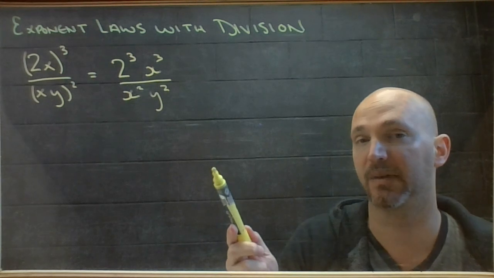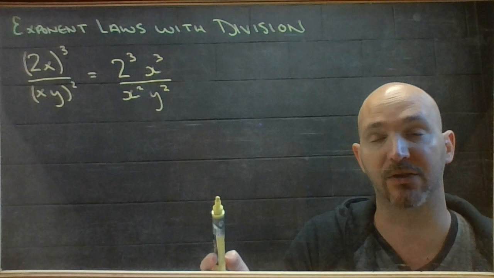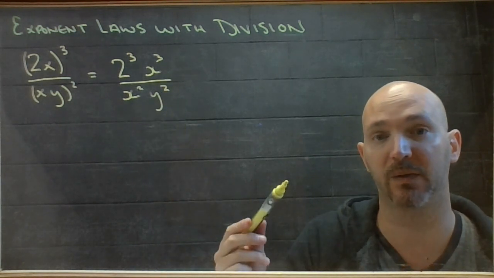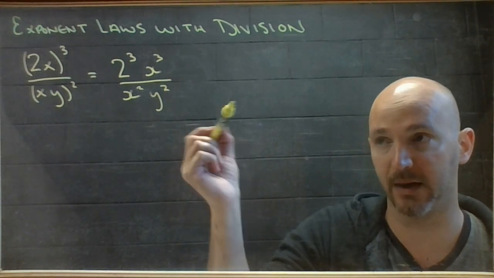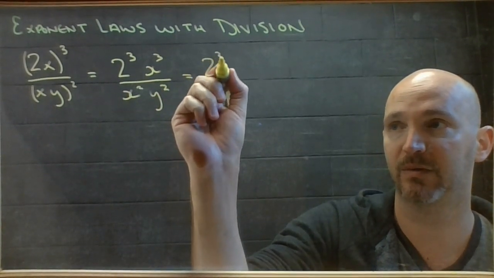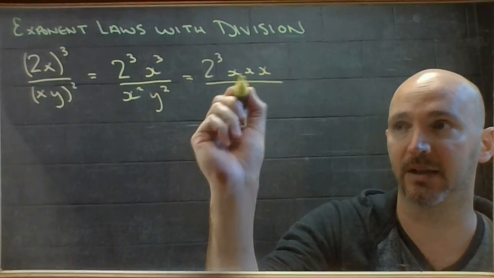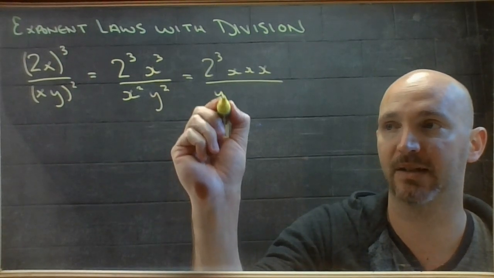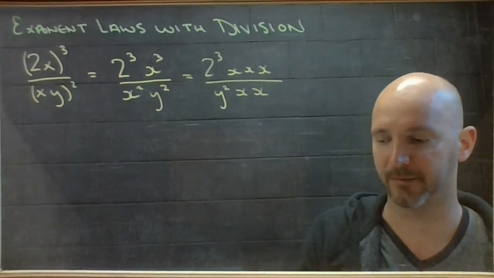Unlike the last two examples, I have something on top and something on bottom that match. That means that some of these are going to divide away some of those. To show you how to do that, I'm going to write them all out. So I've got a 2 cubed and 3 powers of x up here, right? X times x times x is x cubed. And I have a y squared down here and 2 powers of x there.